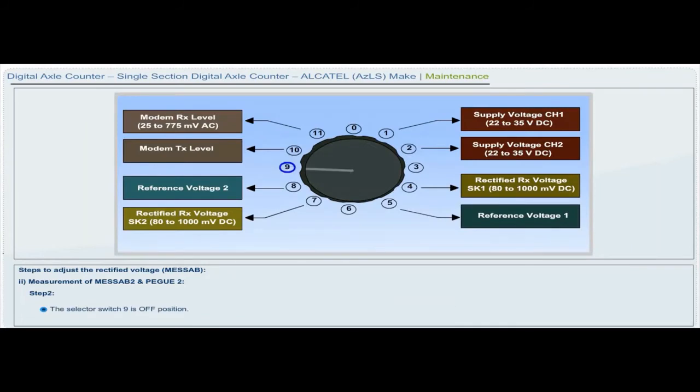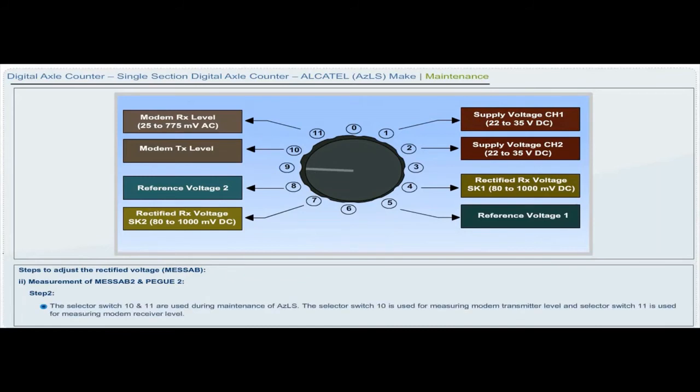The selector switch 9 is off position. The selector switch 10 and 11 are used during maintenance of AZLS. The selector switch 10 is used for measuring modem transmitter level, and selector switch 11 is used for measuring modem receiver level.